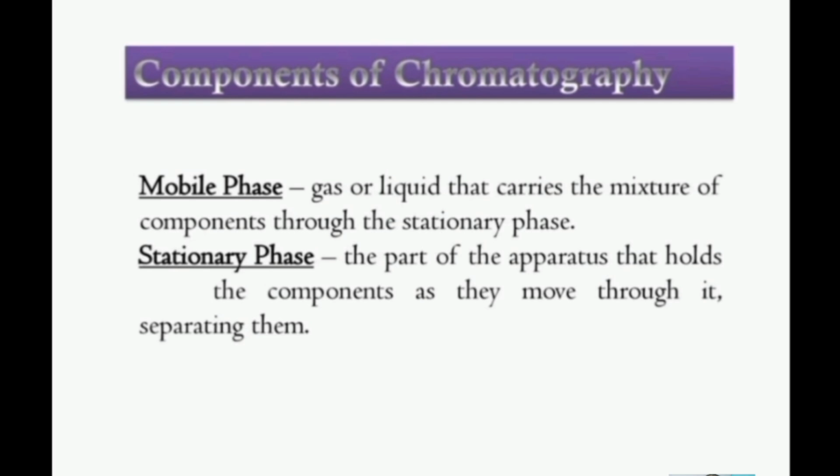Now we discuss the components of chromatography. There are two components, one is the mobile phase and the other is the stationary phase. The mobile phase is a gas or liquid that carries the mixture of components, meaning two or more components, through the stationary phase. The stationary phase is the part of the apparatus that holds the components from the mobile phase as they move through it, separating them.